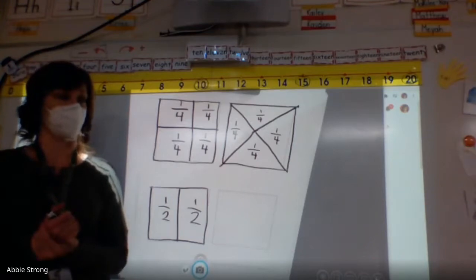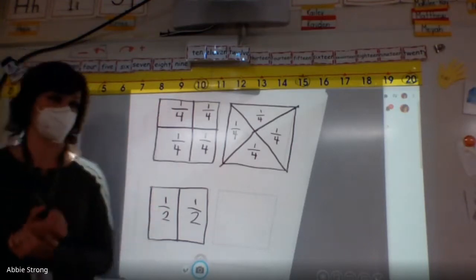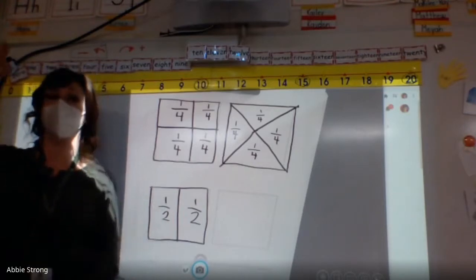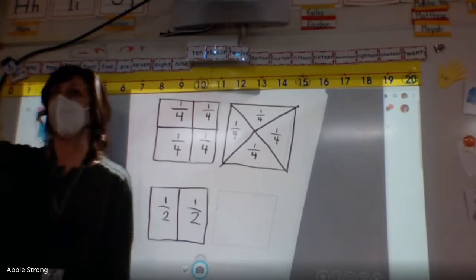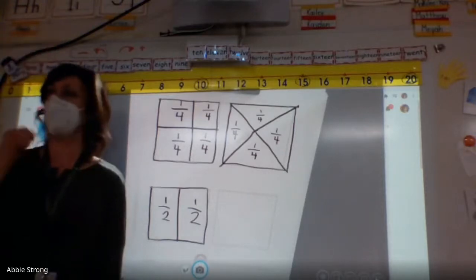The big one. Which one? The 4th or the half? The half. If you agree with Haja, give me a thumbs up. If you say, no, Mrs. Strong, I would rather have a half, give me a thumbs down.